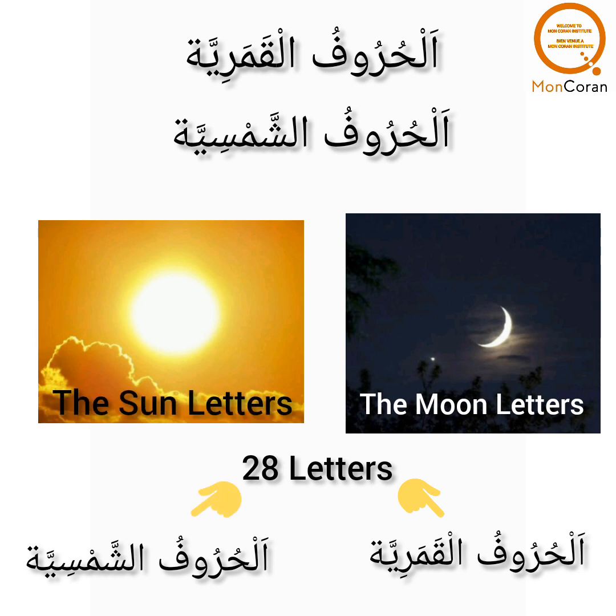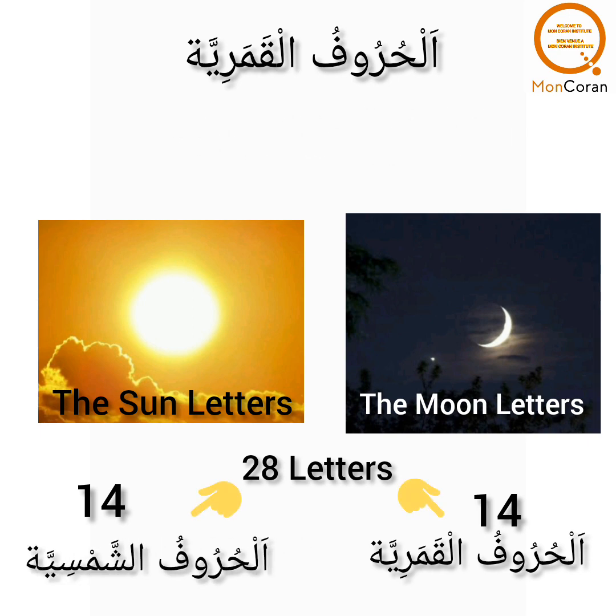So, brothers and sisters, let's note that each of these categories consists of 14 letters. For example, al-huruf al-qamariyya consists of 14 letters. And the other category, al-huruf al-shamsiyya, consists of the other 14 letters in total, which makes up the 28 letters of the Quranic alphabet. So the question now is, how do we identify the letters in the first category and the letters in the second category? This is very, very simple. That's what we are going to talk about now, inshallah.